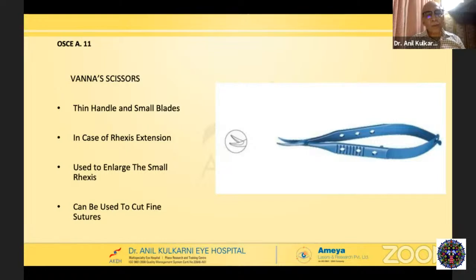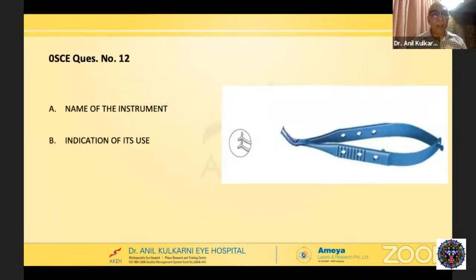It is also used to enlarge the small rhexis, and it can also be used to cut fine sutures. Fine sutures can be cut either by this or by simply a needle. Number 12.